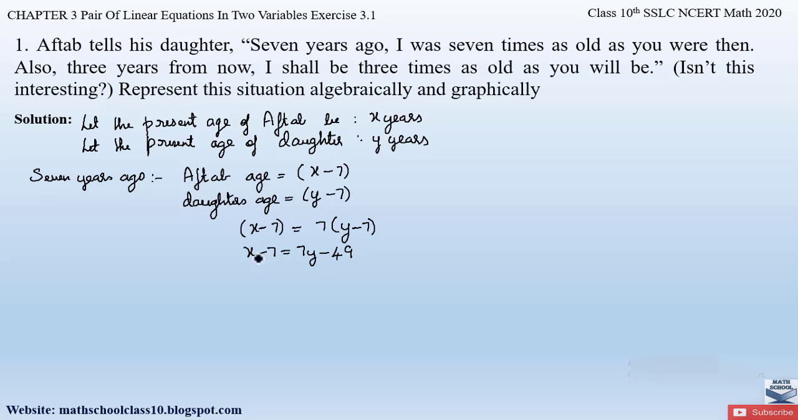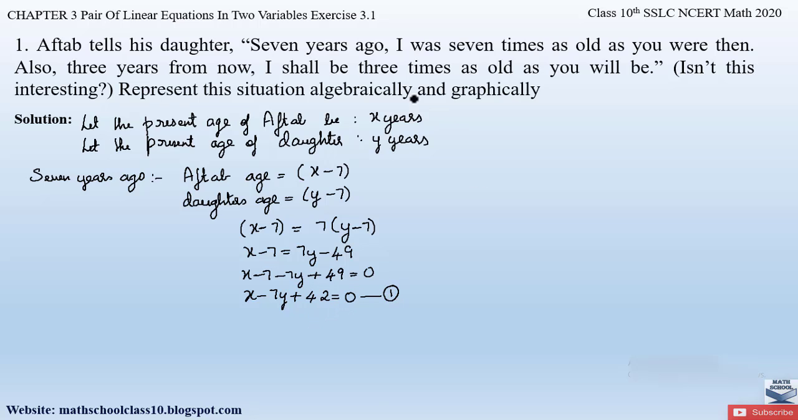So sending all the terms to the left hand side, we will get x minus 7. Plus 7y will become minus 7y and minus 49 will become plus 49 equal to 0. So we get x minus 7y, minus 7 and plus 49. Since 49 is a greater number, you will get a plus sign. Subtracting 49 minus 7 will be 42 equal to 0. So let this be equation number 1.